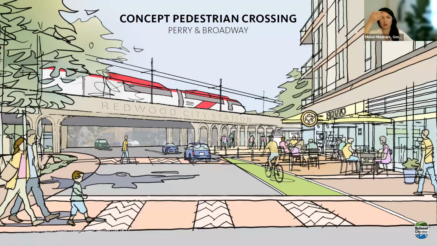The next sketch we wanted to share was what we're calling a concept pedestrian crossing at Perry and Broadway. And this view is standing at Perry and Broadway looking east, showing how a pedestrian focused transit district and transit center can really enhance safety and make a really enjoyable and safe and walkable experience for not only residents that live nearby, but also daily commuters.